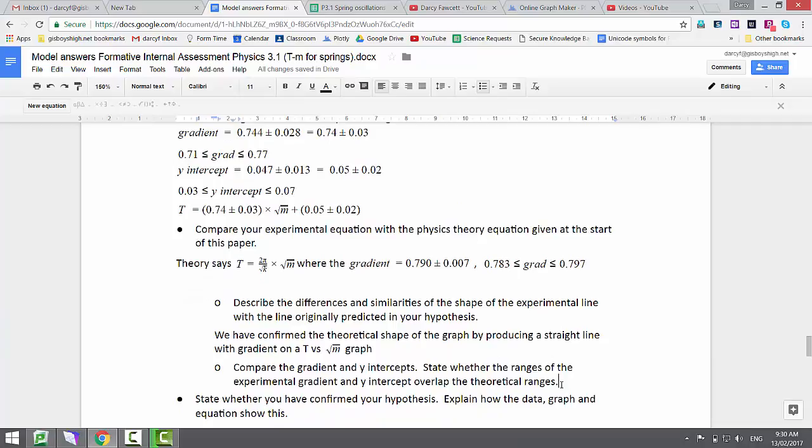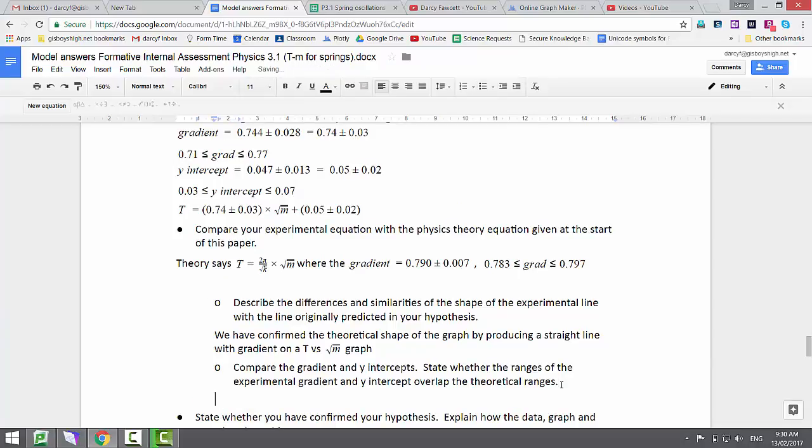Okay, now, next, compare the gradients and intercepts. So, what about our gradients? Now, our experimental gradient is this much. Okay, experiment gradient is there. And what about the theory gradient? It's there.